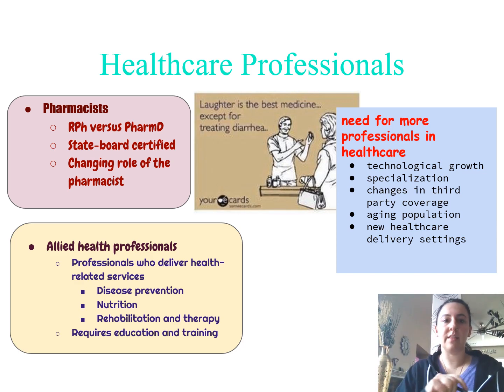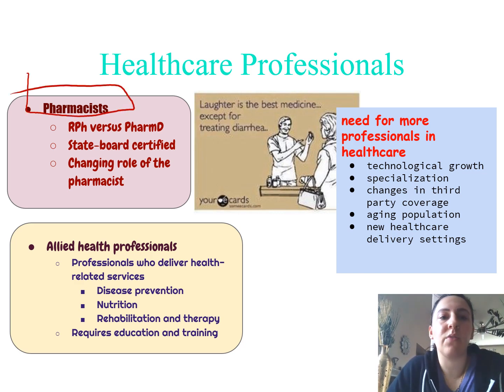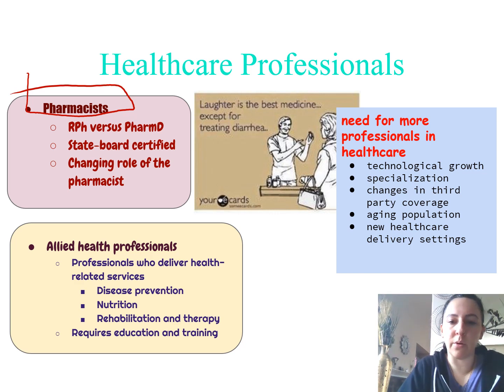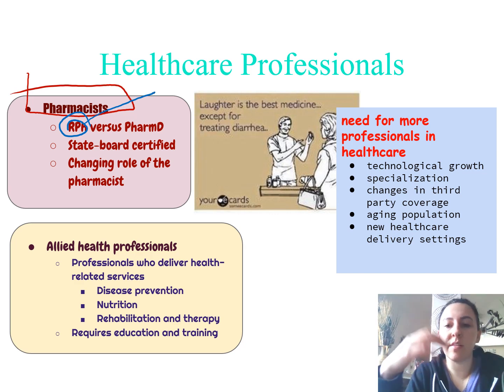So anyway, now we're going to look at the pharmacist. There are 2 main degrees that you can get if you're going to be a pharmacist. You can get an RPH degree, or you can get a PharmD degree. Your RPH is usually obtained through a bachelor's degree program.